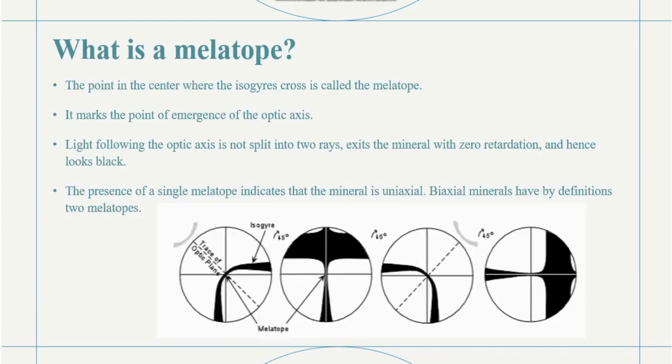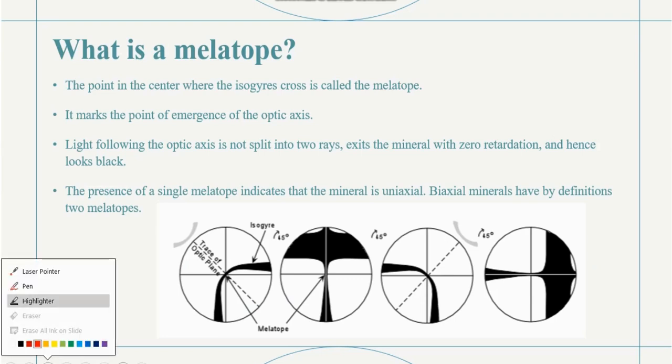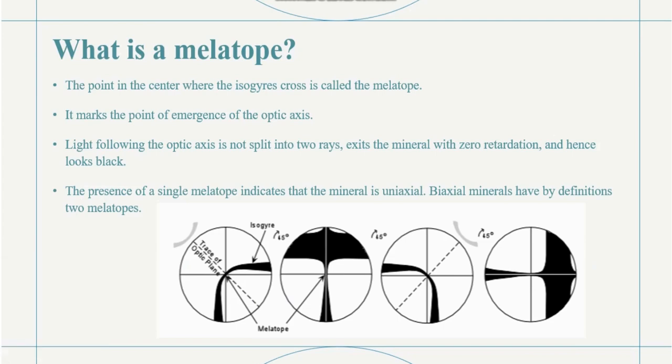So now I'm sure we ask ourselves, what is a melatope? The melatope is the center where the isogyres cross. This is the center, and these dark crosses we call isogyres. It marks the point of emergence of the optic axis. The optic axis, when we have a sphere like that, is usually coincident with the c crystallographic axis.